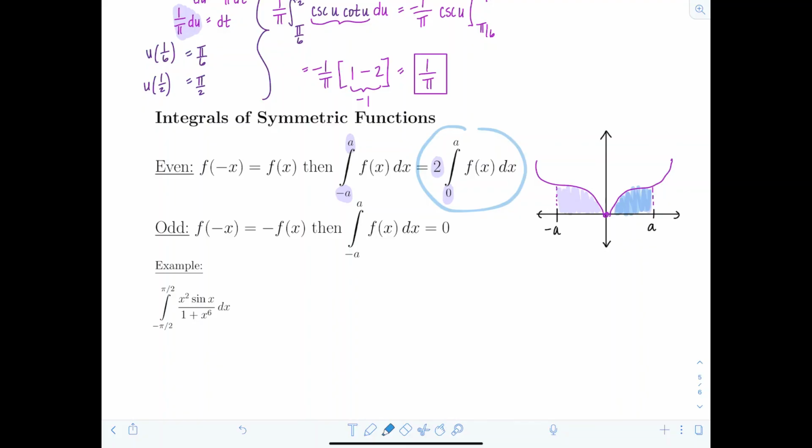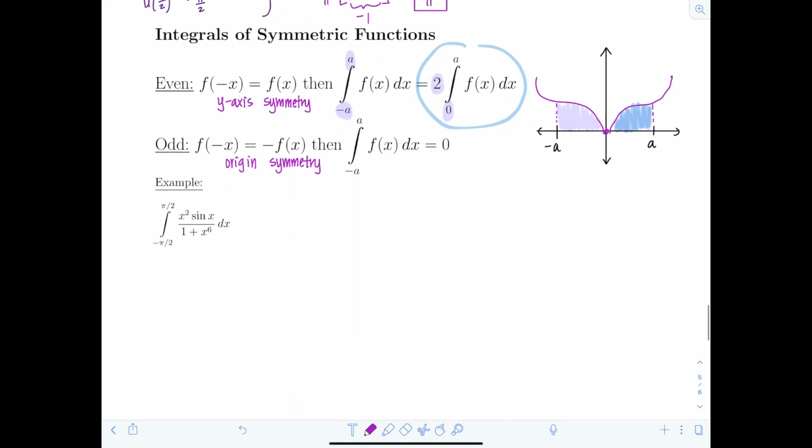Now, if your function is odd, by definition, f of negative x is equal to negative f of x. That means it has origin symmetry, right? Origin symmetry. This one was y-axis symmetry. And if your interval is from negative a to a, so evenly spaced about the y-axis on both sides, then the value of that definite integral is going to be 0 because all of the positive area will cancel with the negative area. Let's draw a picture to see an example.